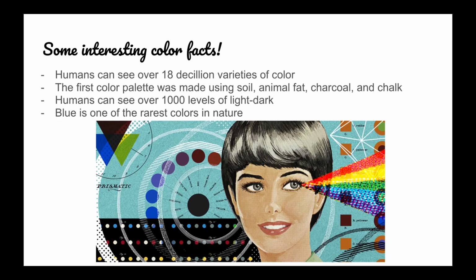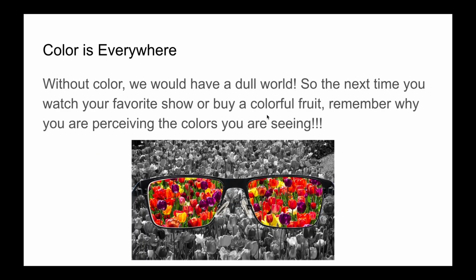And then here are some interesting color facts. You can see over 8 decillion varieties of colors. The first color palette was made using soil, animal fat, charcoal, and chalk. We can see over 100 levels of light and dark, and blue is one of the rarest colors in nature. So next time you're looking at some color, just remember why you are perceiving that color. Color is everywhere. It is a very important part of our lives.